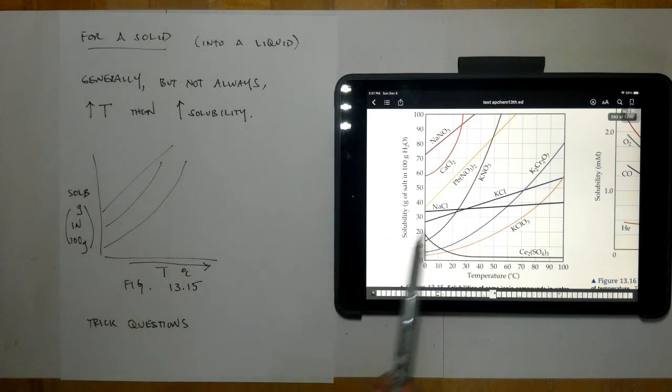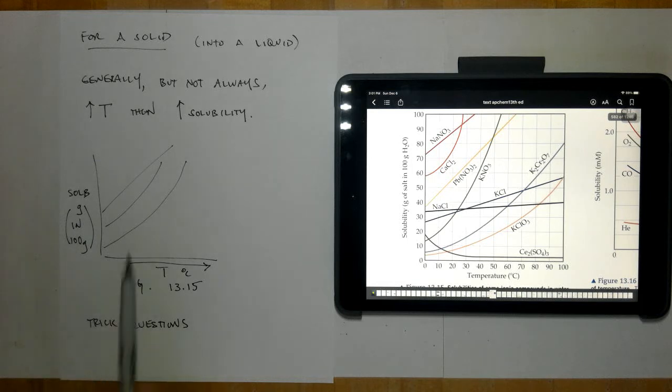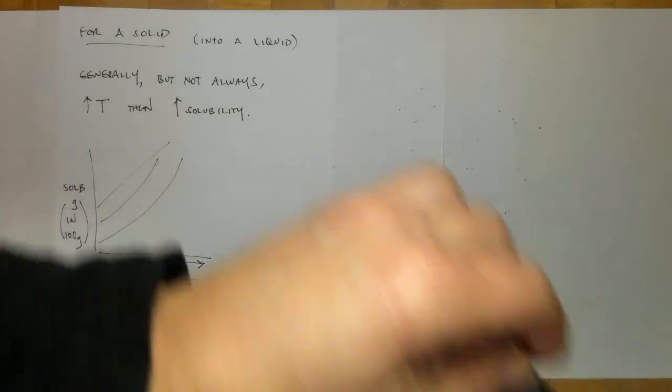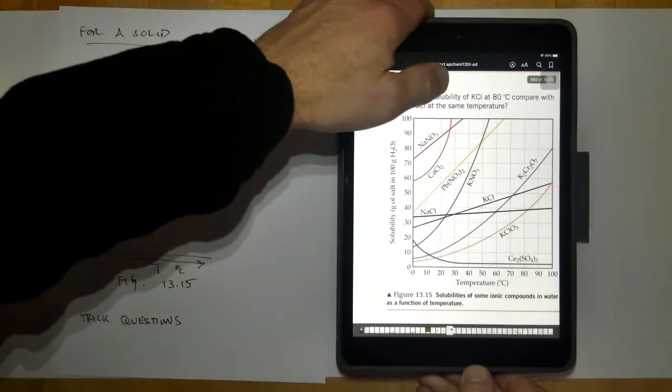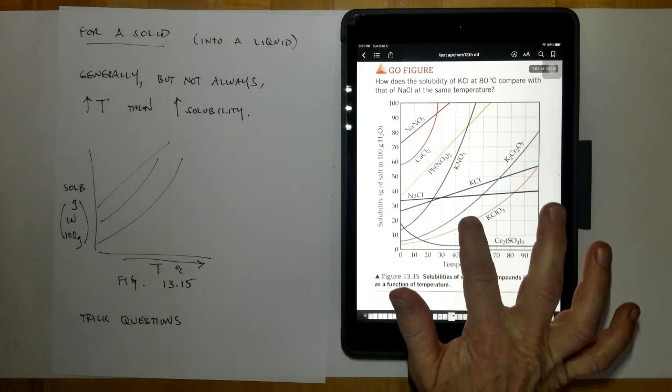And our graph right here that you can see, just about every single one of the curves goes up and to the right, which means that the solubility increases as the temperature increases. So solubility of a number of grams of substance in 100 grams of water goes up as the temperature goes up. I'm going to turn this just a little bit, and then we're going to go through a few trick questions that are usually associated with reading graphs like this.